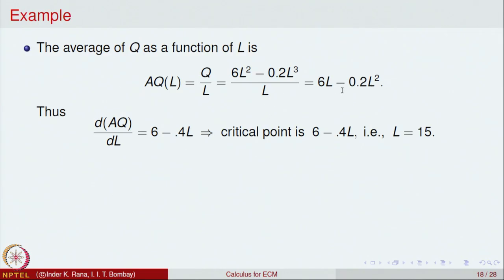So, that will be 6 minus 0.2 multiplied by 2, that is 0.4 L. So, the critical point will be when this quantity is equal to 0. Setting it equal to 0 gives L equal to 15. So, that gives you the value L equal to 15.